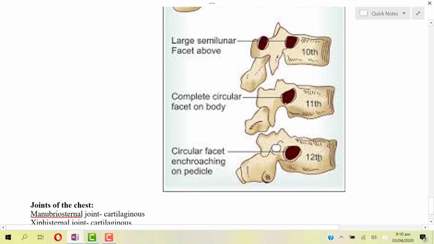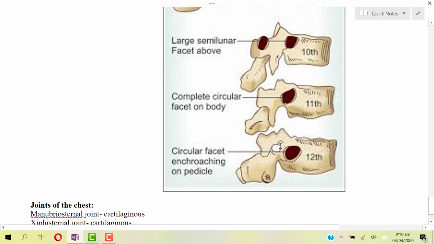How will you differentiate between the 12th thoracic vertebra and L1? See here, on the 12th thoracic vertebra there will be one costal facet, but on the lumbar vertebra there will be no costal facet, because no rib articulates with L1. Otherwise the spines are very thick in the 12th thoracic and lumbar, and there is no articular facet on the transverse process.